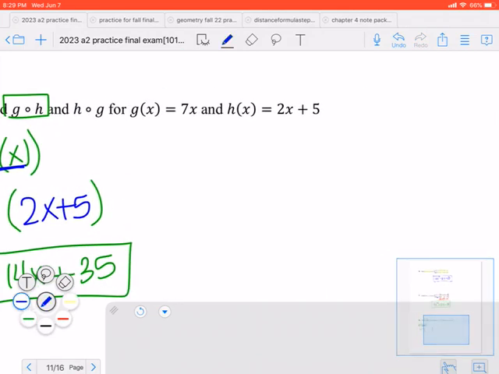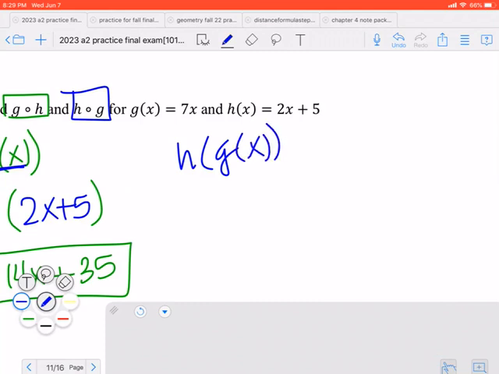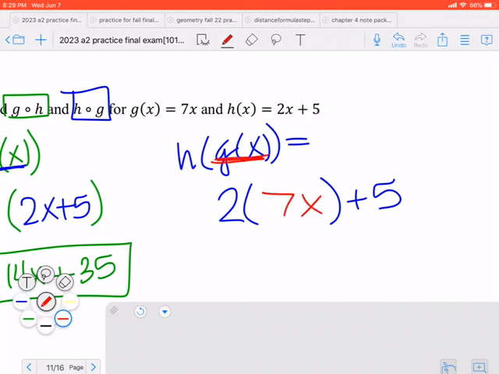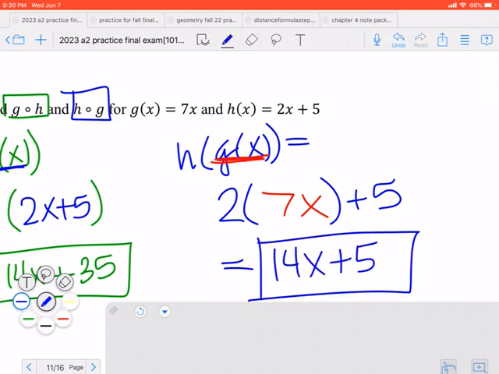Now we need to do h of g of x. So h comes first, so I'm going to copy down my h with parentheses where the x is. And inside those parentheses, we're putting g in there. G is 7x. So for this one, we just have to multiply there. 2 times 7x is 14x. Then we got our plus 5. And that's that on that one.